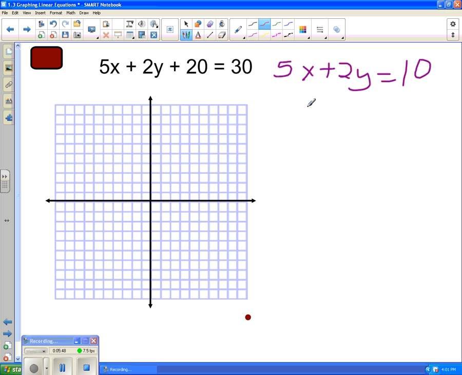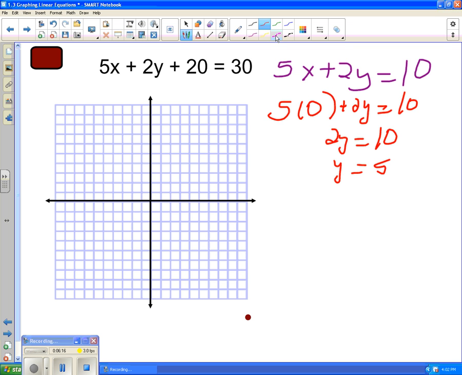So to find the y-intercept, again, I'm going to let x be 0. So I have 5 times 0 plus 2y equals 10. And the 5 and 0 will go away. And that's going to leave me with 2y equals 10. And then I'm going to divide both sides by 2, so y would be equal to 5. And your y-intercept is not going to be just y equals 5. Your y-intercept will be the point 0, comma, 5. Remember, this is saying when x is 0, y is 5.